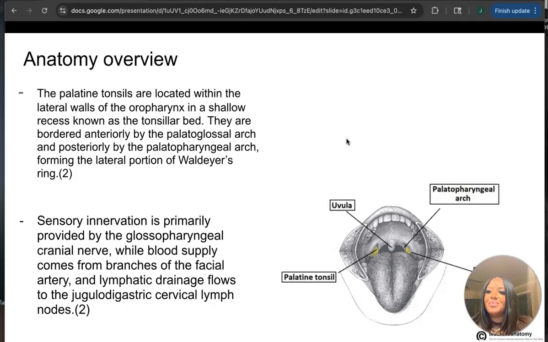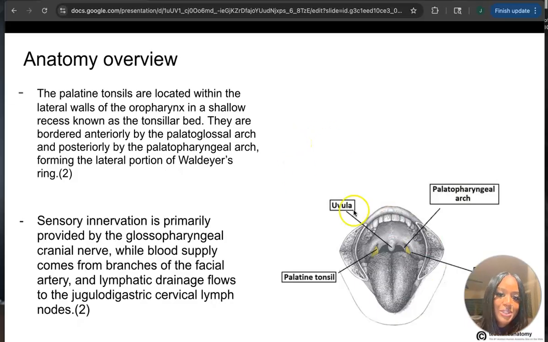So the anatomy: the palatine tonsils are located within the lateral walls of the oropharynx in the shallow recess known as the tonsillar bed. They are bordered anteriorly by the palatoglossal arch and posteriorly by the palatopharyngeal arch, forming the lateral portion of the Waldeyer's ring. Sensory innervation is primarily provided by the glossopharyngeal cranial nerve, while blood supply comes from branches of the facial artery and lymphatic drainage flows to the jugulodigastric cervical lymph nodes.